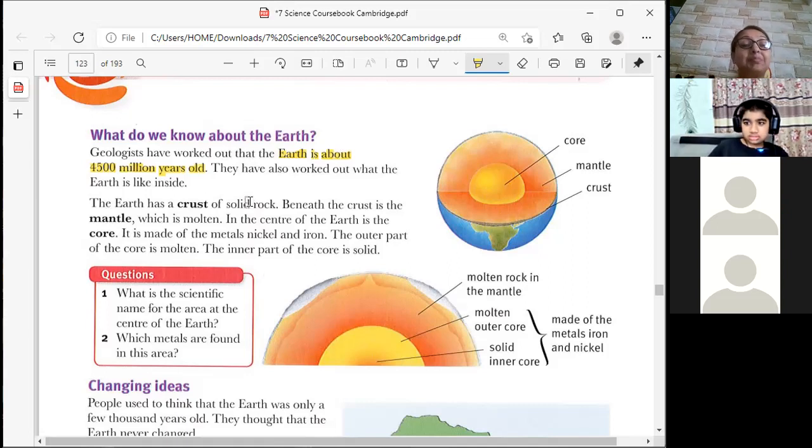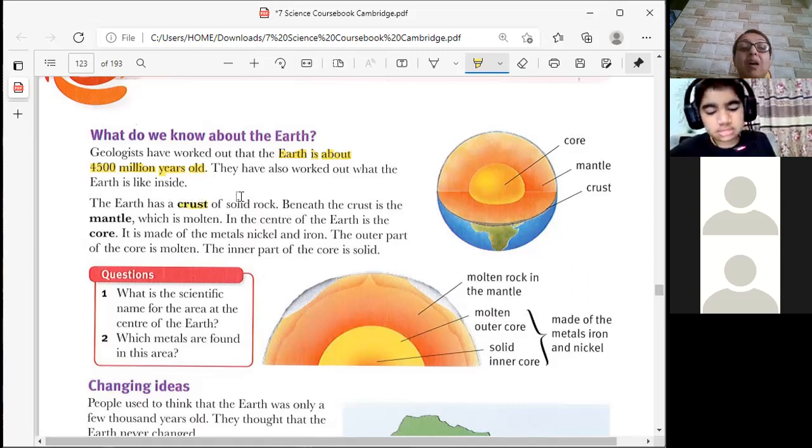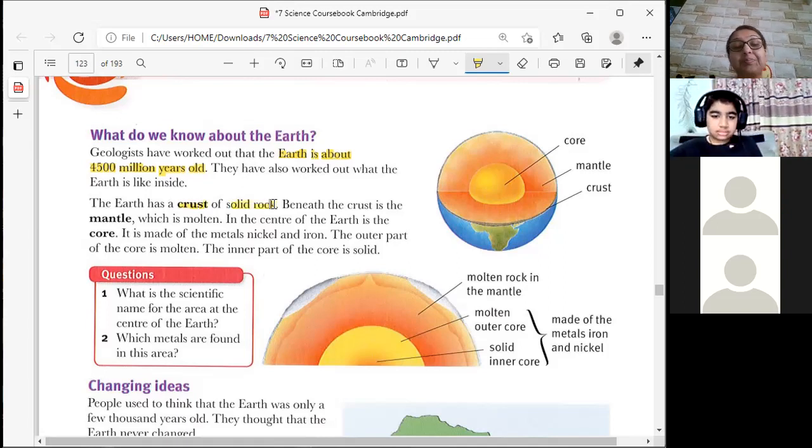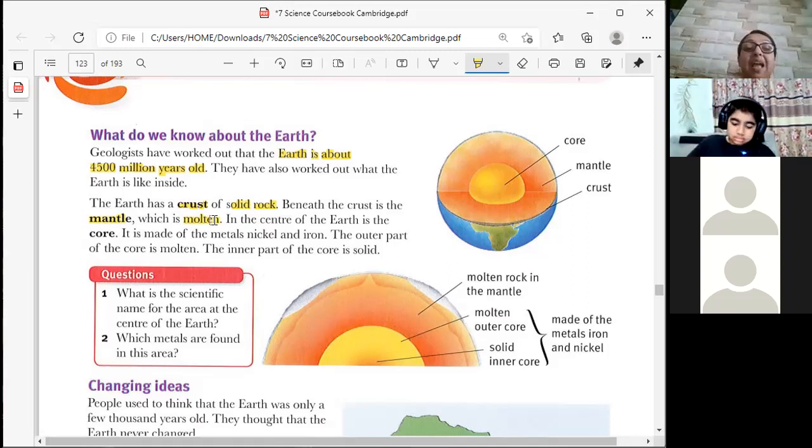Earth is about 4,500 million years old. They have also worked out how the Earth is like inside. The Earth has a crust of solid rock. Crust means the outer layer, like pizza crust. The outer layer is solid rock. Beneath the crust is the mantle. The mantle is molten, or we can say semi-solid. The upper one is solid. And in the center of the earth is the core.